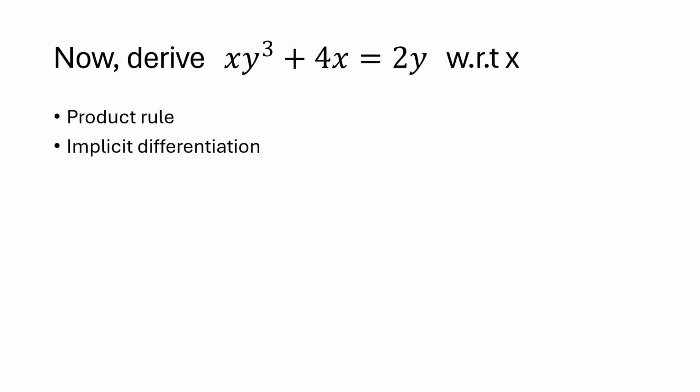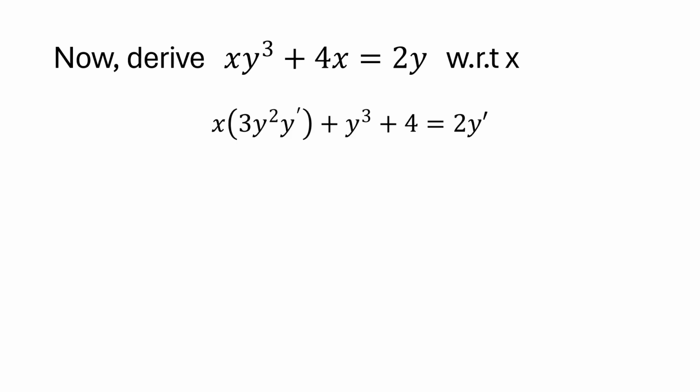Okay, now derive this with respect to x. The very first part needs a product rule, and this is implicit differentiation. That first term requires a product rule, so it's the first times the derivative of the second, so x times the derivative of y cubed. That's going to need an implicit, plus the second times the derivative of the first. That's why you have the y cubed, but then the derivative of x is just 1. Plus 4, because we're deriving with respect to x, and that's equal to 2y prime, because we're deriving with respect to x, not y.